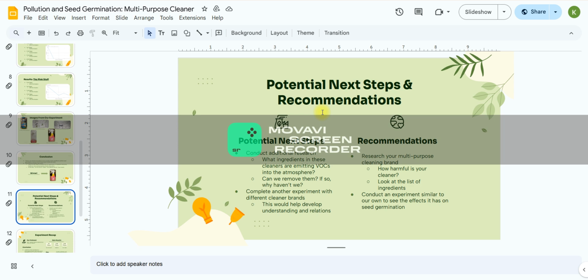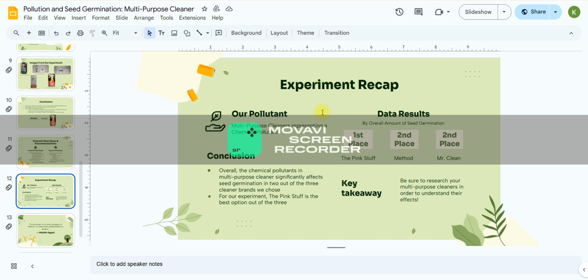So one thing that I personally feel like that we could do for our next step is to do another experiment to be really solid with our data, to go through and do the exact same thing, but maybe even upping the pollutants that we're adding into the baggie to see if the pink stuff is actually less chemical based than what the other two multi-purpose cleaners are. So this is our experiment recap. The pink stuff, of course, won first place.